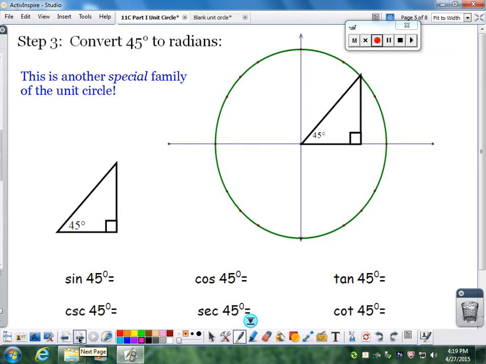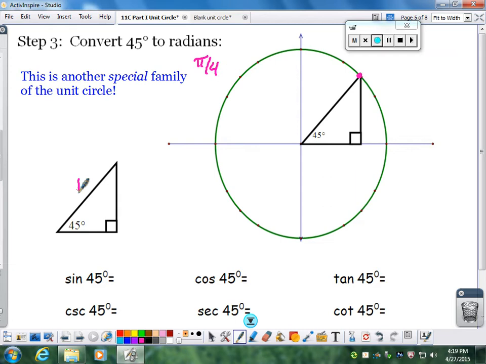This is our 45 family. All right, same kind of process here. We need to figure out that coordinate. What coordinate cuts off a 45-degree angle on our circle? Let's convert it to radians first. 45 degrees is pi over 4 radians.